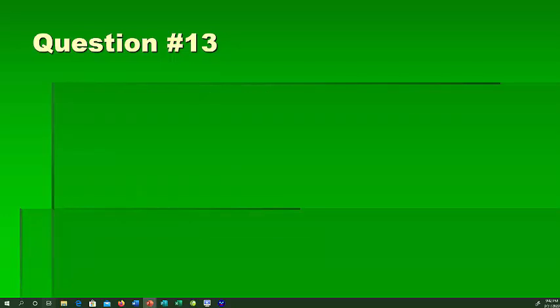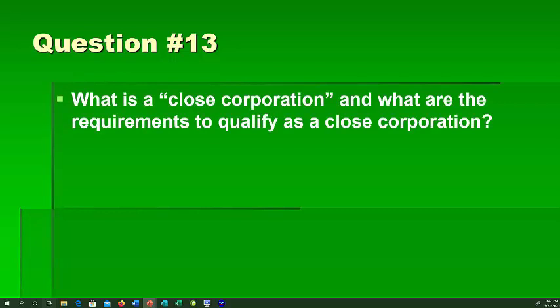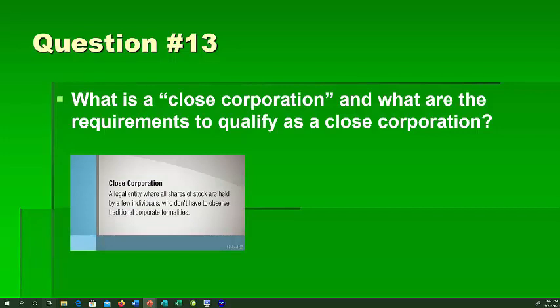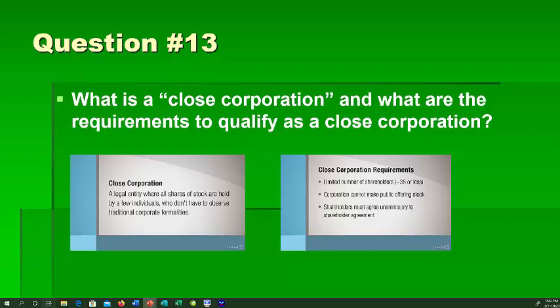Okay, question 13. What is a closed corporation and what are the requirements to qualify as a closed corporation? So it's a small business. You have few individuals. You don't necessarily have to follow all of the traditional corporate formalities and have all these different people involved. Typically, you're going to have a limited number of shareholders, 35 or less. It's not going to be publicly traded, and the shareholders all have to agree that this is going to be set up as a closed corporation.